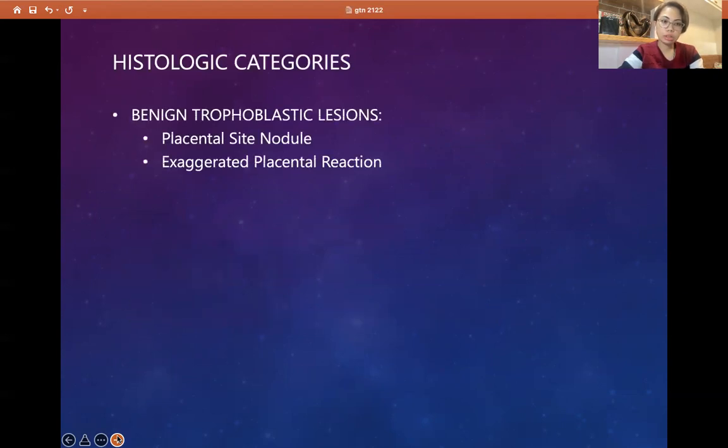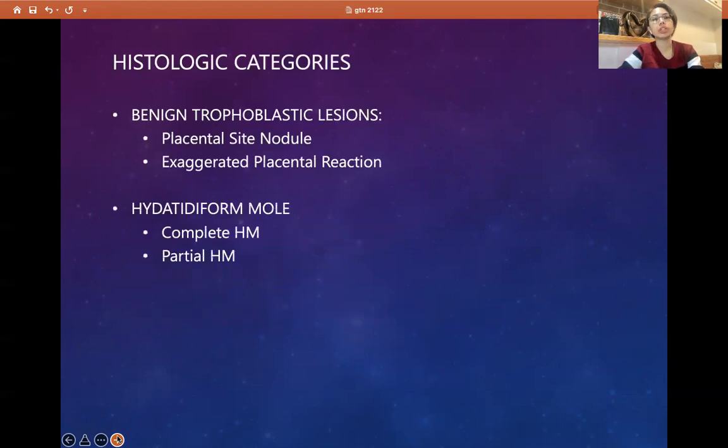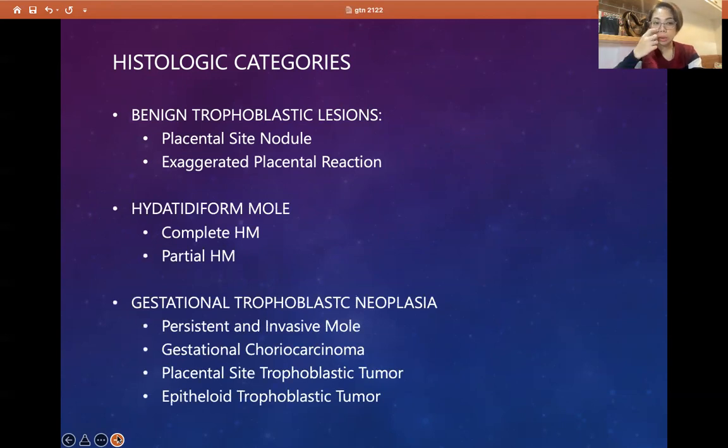So there are several histologic categories. They are divided into three. According to the book, there is the benign trophoblastic lesions. There is the H mole or the Hydatid mole. And the third is the gestational trophoblastic neoplasia or the malignancies. I will be emphasizing the difference of complete and partial mole in the succeeding slides, as well as the difference between the molar pregnancy and the gestational trophoblastic neoplasias.